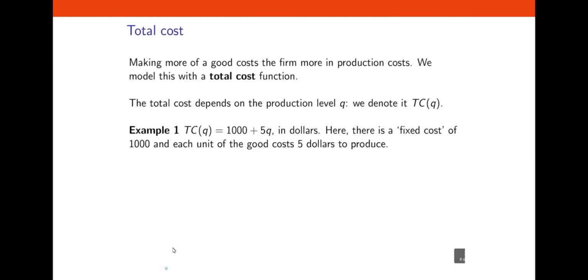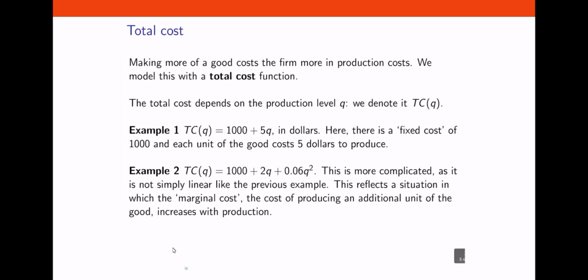So here's a little example. In this case, the total cost has the equation 1,000 plus 5Q, and perhaps is being measured in dollars. In this case, there's what's called a fixed cost of 1,000, and each unit of the good costs $5 to produce. You can see that this models exactly that situation.